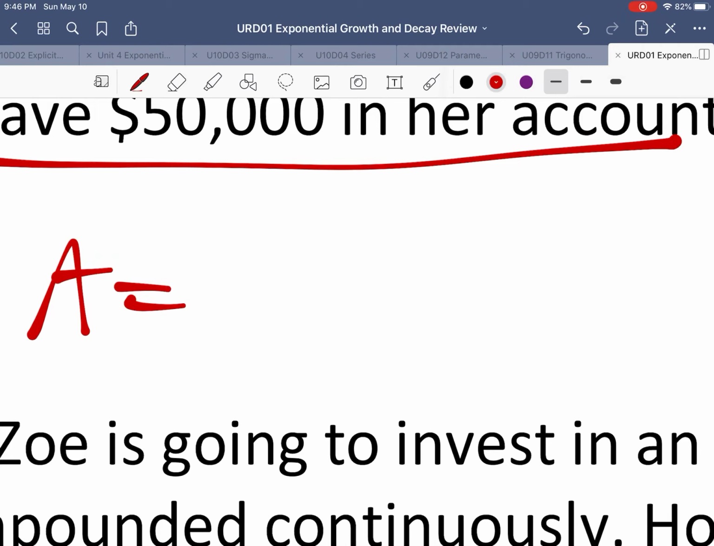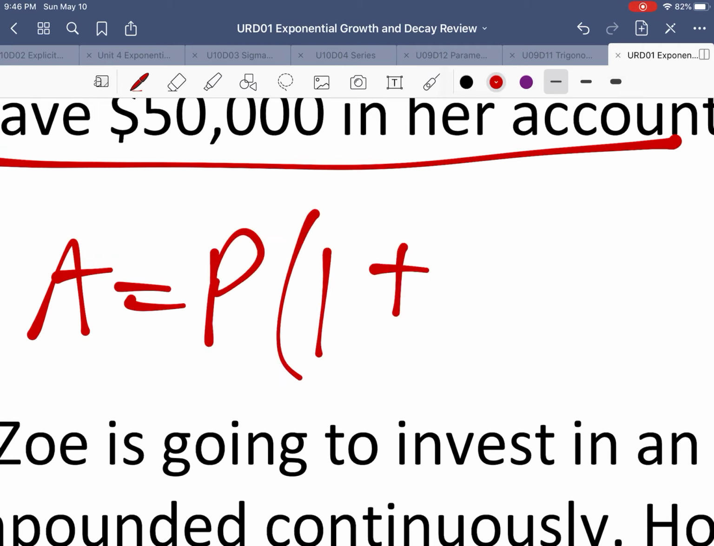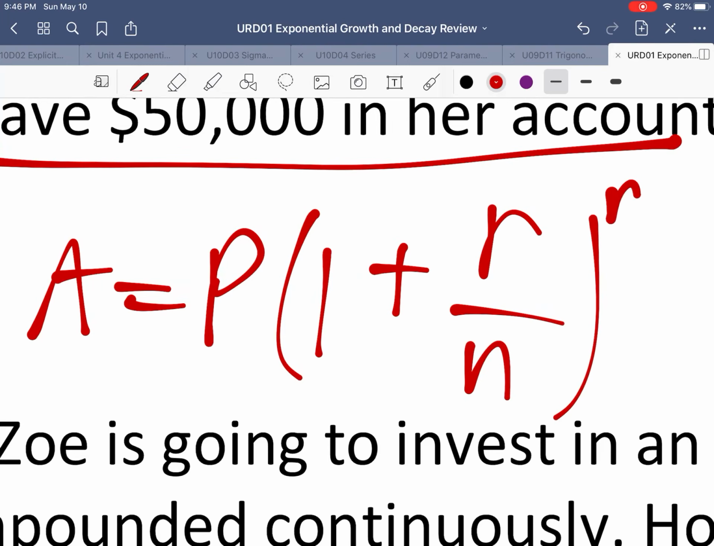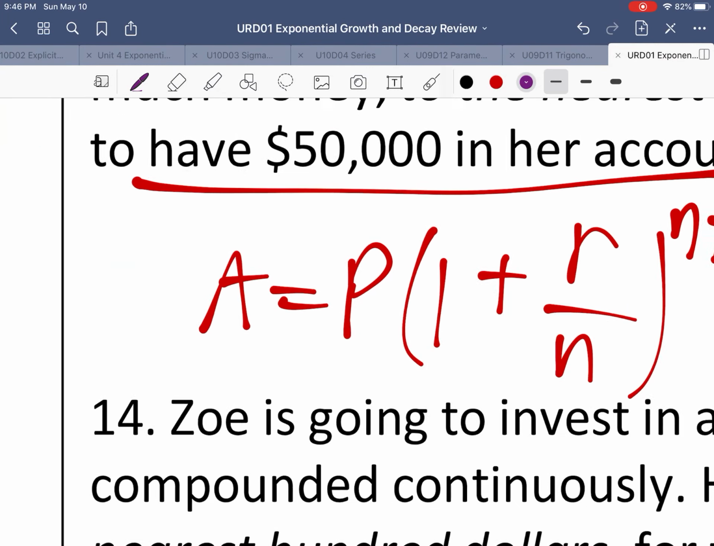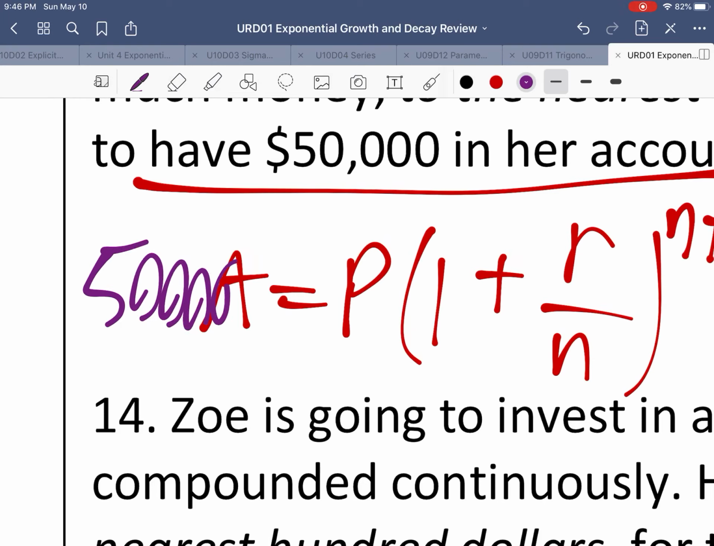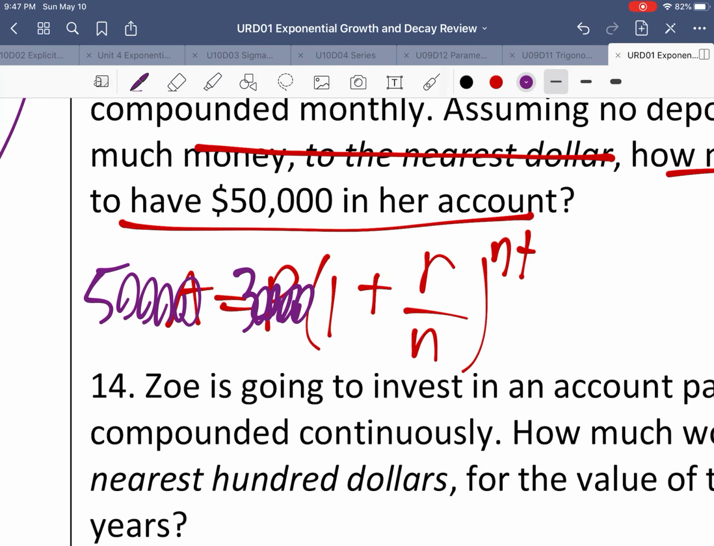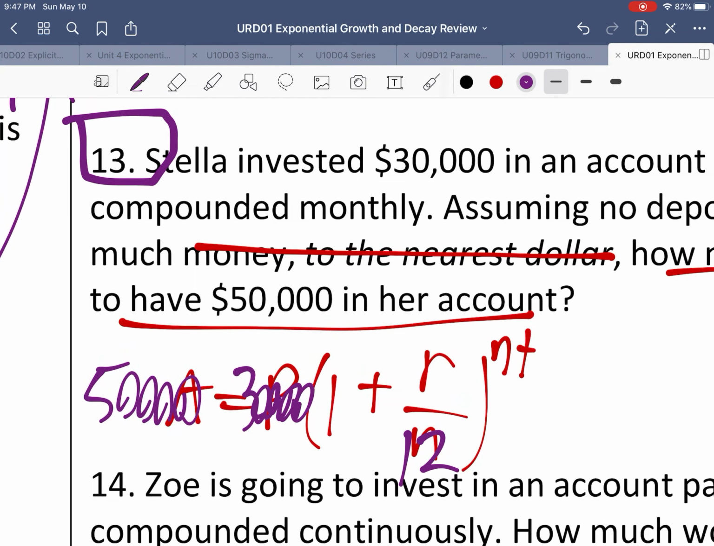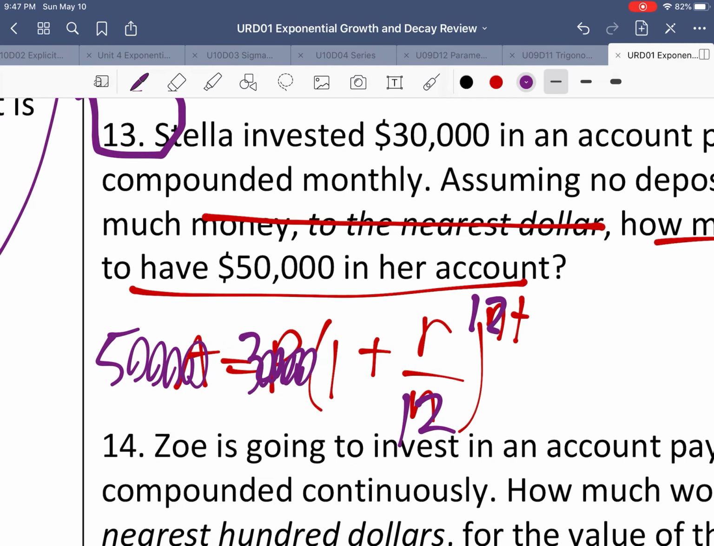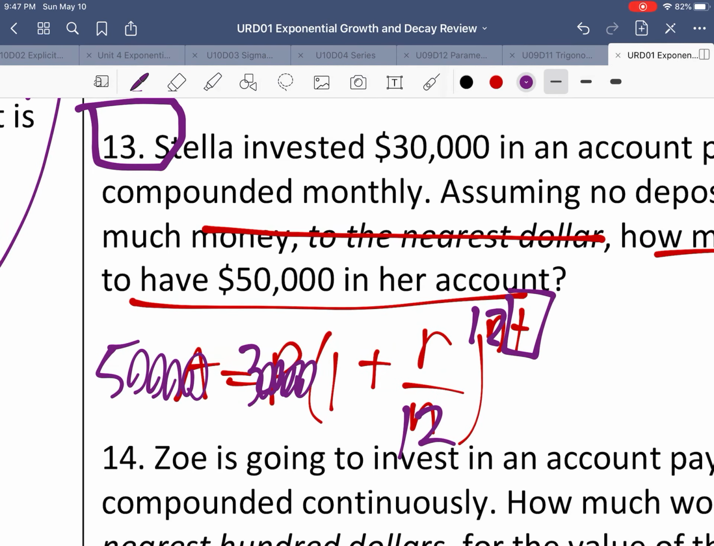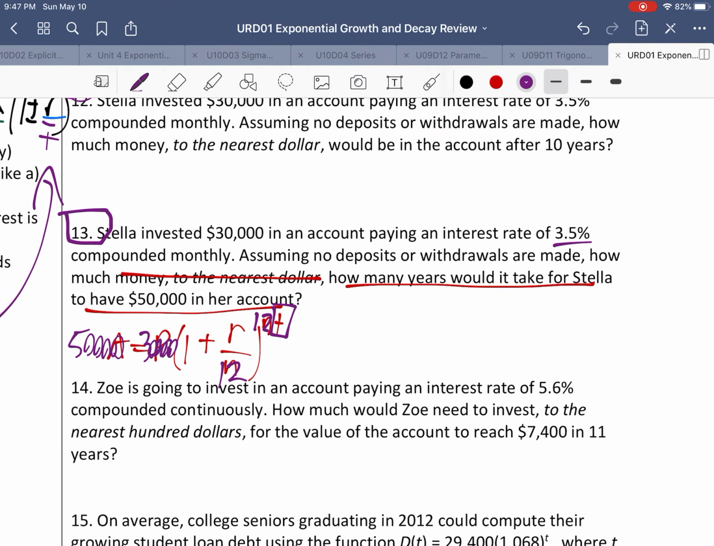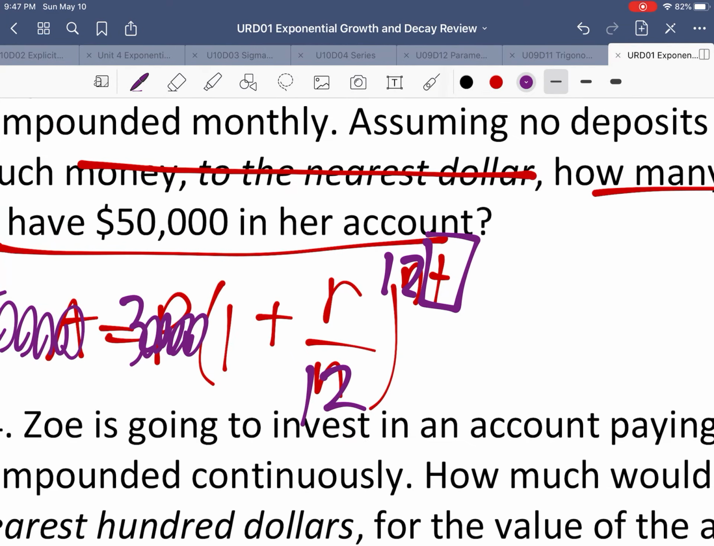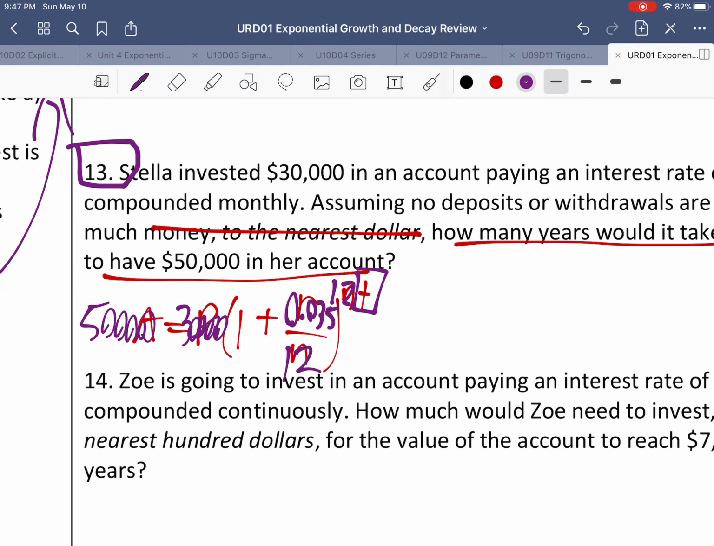So that means we're taking A equals P times 1 plus R over N to the NT, where we know that the final amount of money we want to have is $50,000. And the starting amount was $30,000. It's happening monthly, which is 12 times. And what we don't know is T. So T is what we're going to be solving for. We're told that the interest rate is 3.5%. So this is 0.035. So we're going to solve this problem the same way we did earlier.